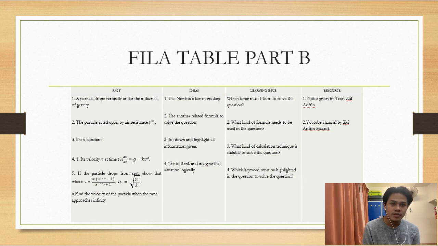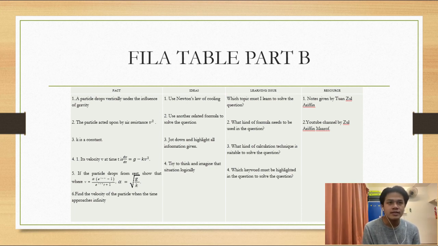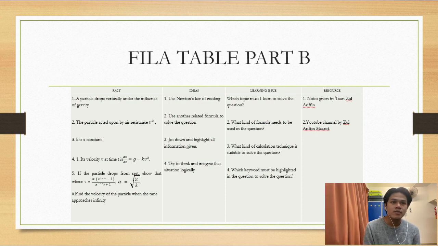So the ideas that we are using in this filler table are Newton's law of cooling, and we also use another related formula to solve the questions. So we jot down and highlight all the information given and try to think and imagine that situation logically. For the learning issues here: which topic must I learn and revise to solve the questions, and what kind of formula needs to be used in these questions. The third one is what kind of calculation technique is suitable to solve the questions. Number 4 is which keywords must be highlighted in the questions to solve the questions.